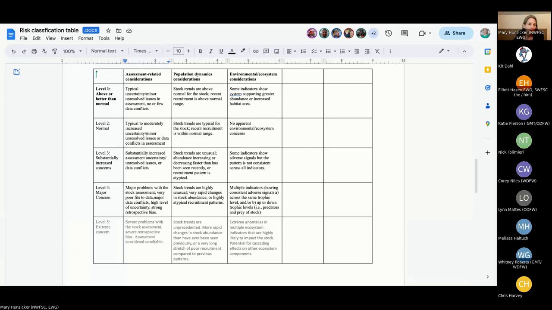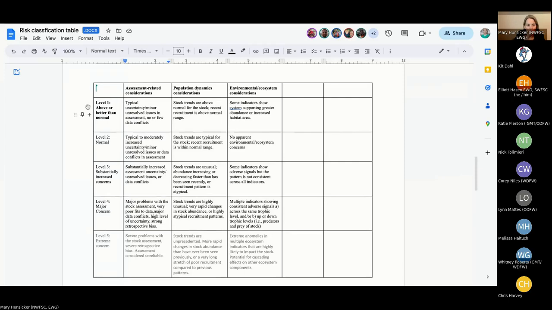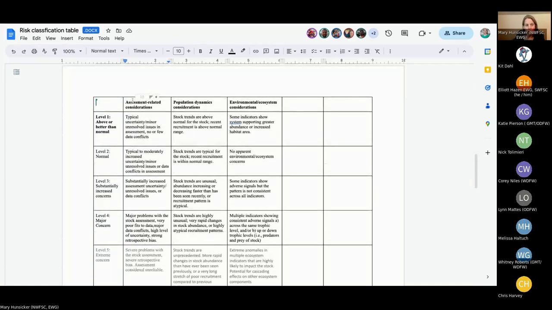The Pacific Fishery Management Council, one of their main comments when we brought this idea to them, was that we should include another level. Level 1 is that the conditions of the stock or species or complexes are above or better than normal. So I've included that one here. And then we have several different columns for considerations. The first shown here is the assessment related considerations.